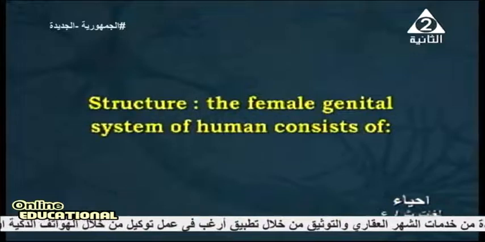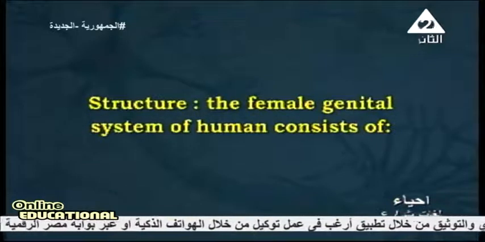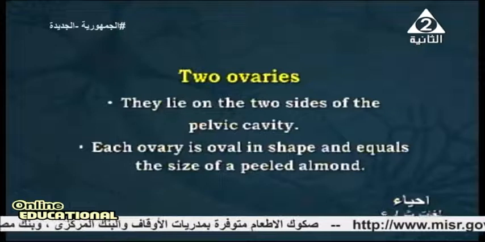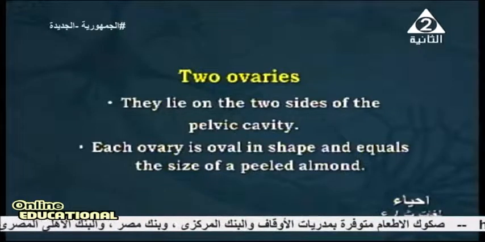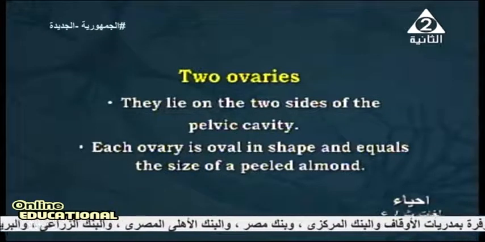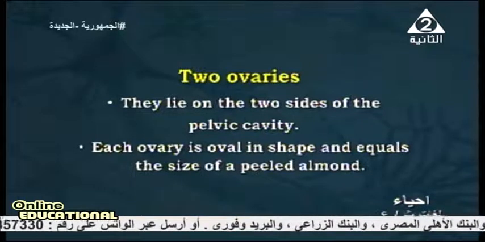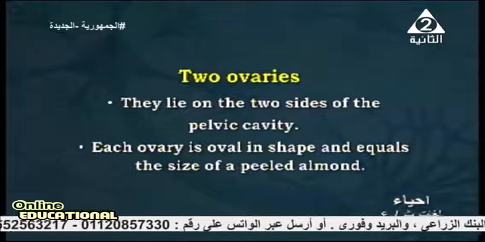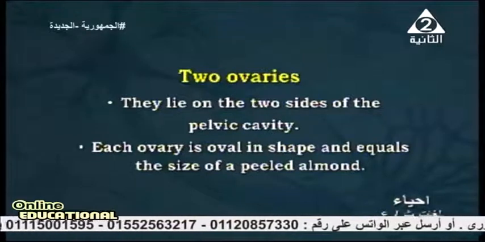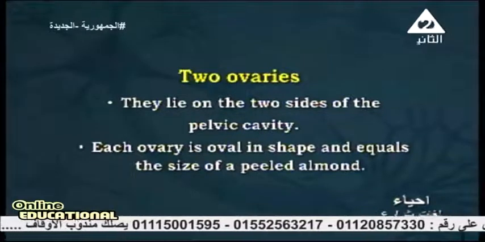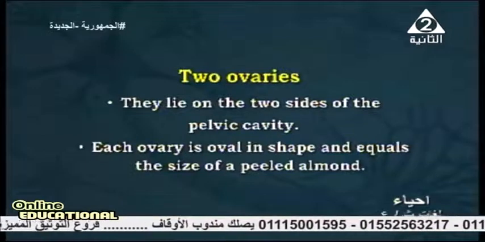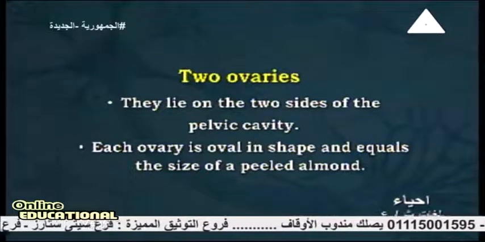What is the structure of the female genital system of a human? It consists of, first, two ovaries. What are the two ovaries? They lie on the two sides of the pelvic cavity. Each ovary is oval in shape, like a peeled almond. A peeled almond means about the size of one from your neck.